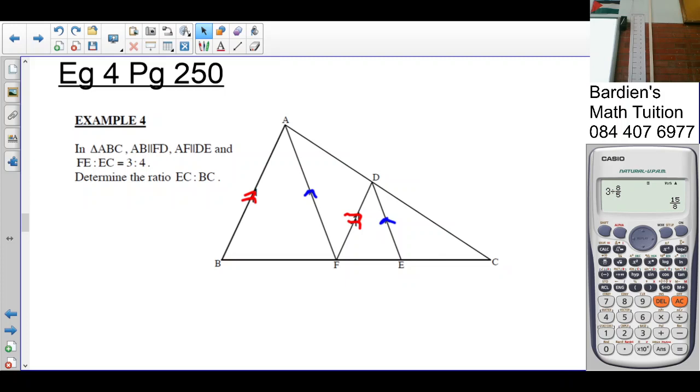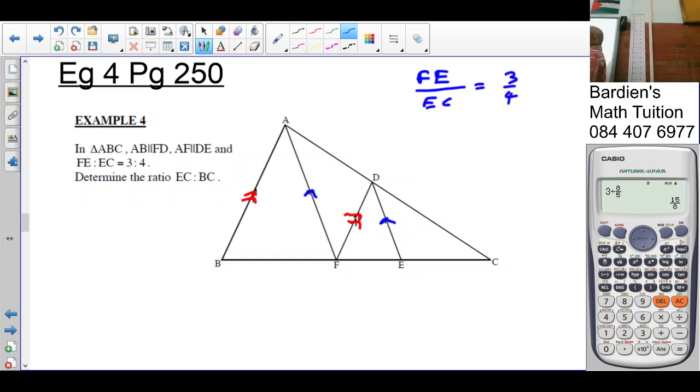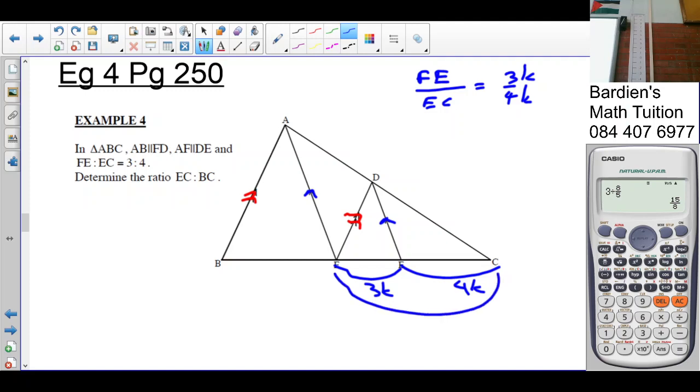Then we are told that E over EC is equal to 3 over 4. So I introduce a K. So there goes K and a K. If this little one here is 3K, then EC is 4K. So what is FC? What's FC?